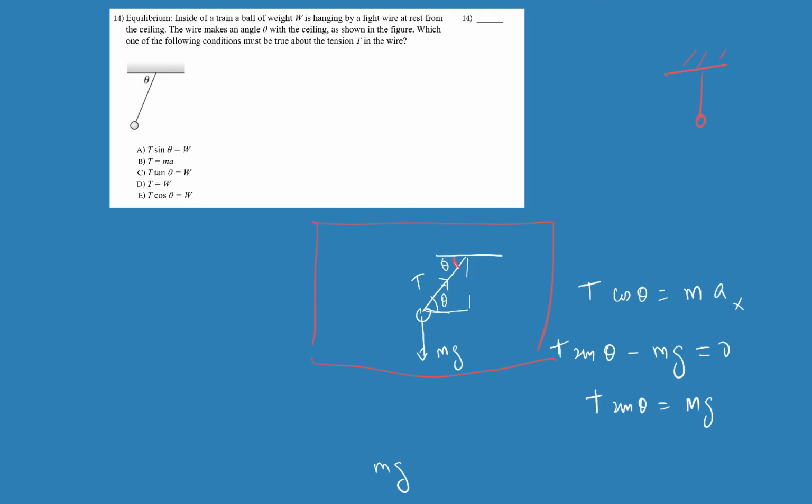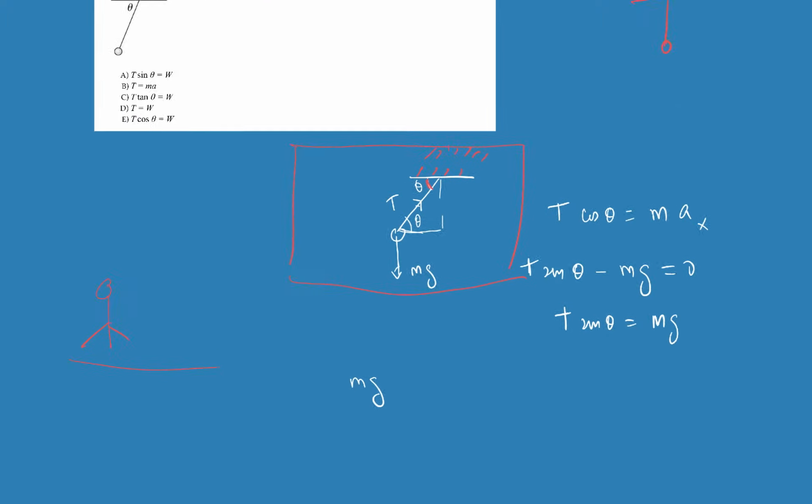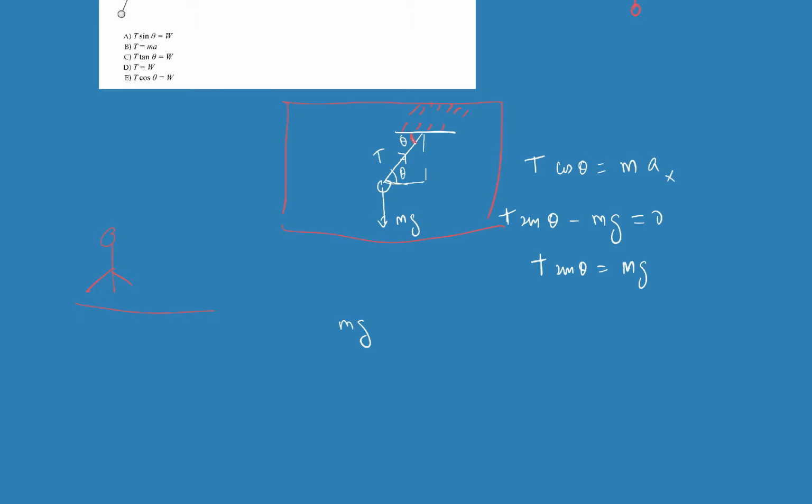Okay. So the object is in the train. This is the ceiling of the train, of course. So you see this situation. Where is the observer? The observer has to be outside. The observer is on the station of the train. He's observing this. So he will say, okay, I see the mass M. I see the force tension T goes in this direction. And I see the weight mg.